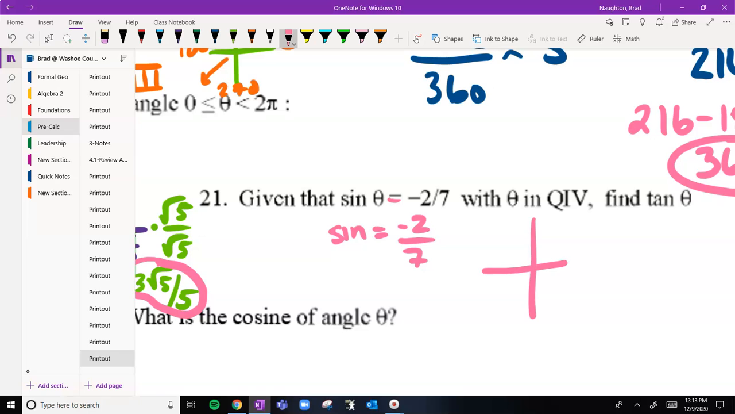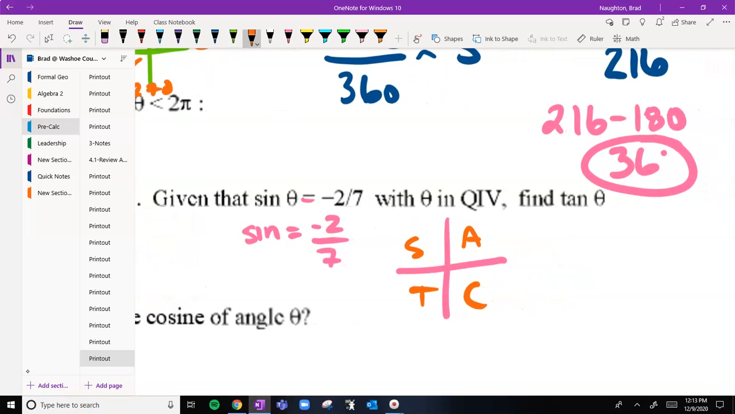So what that means is I'm going to be down here. What I really need to look at before I start is "All Students Take Calculus" or "All Smart Trig Class." Either way, we look down here in this fourth quadrant, which is what we're asked to use. Only the cosine is positive, so I know that this tangent, whenever I get there, is going to be a negative value. Okay, so now I'm going to erase this for space.